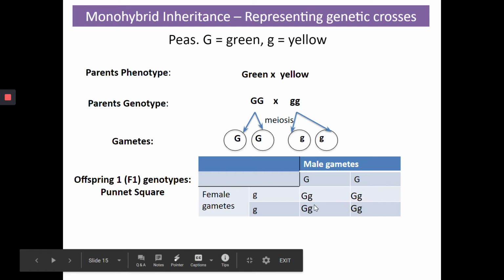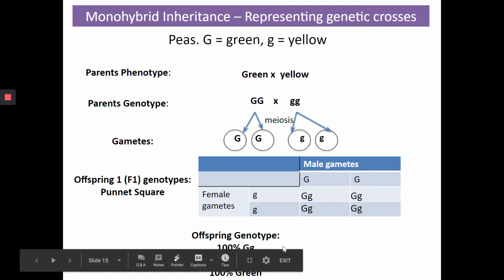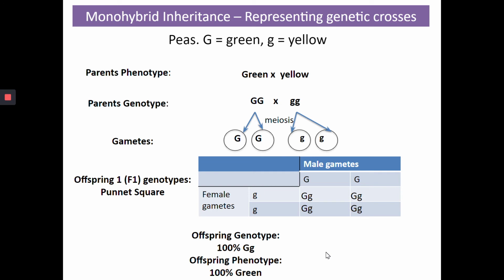And looking at the genotype, can you tell what the phenotype is going to be? Yes, their phenotype will be green because they possess one dominant allele. So we will say 100% offsprings genotype would be capital G small g, and offsprings phenotype would be 100% green.